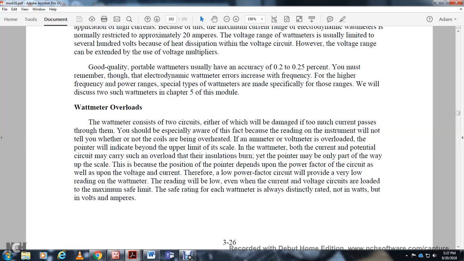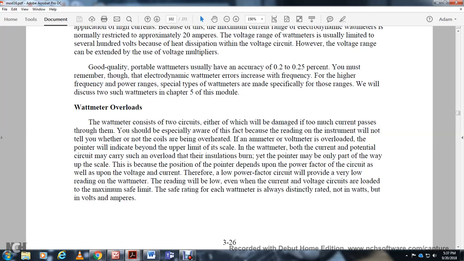Wattmeter overloads. A wattmeter consists of two circuits, and either one can be damaged by an overload, so much so that the current path through them is a concern. Be especially aware that the instrument will not tell you whether or not the coil is being overheated. An ammeter or voltmeter that is overloaded will indicate beyond the upper limit of the scale. In a wattmeter, however, with either the current or the potential circuit carrying such an overload, the insulation may burn, yet the pointer may only move part of the way up the scale.